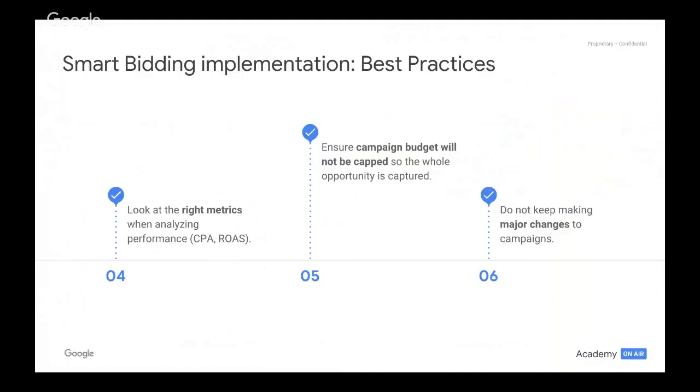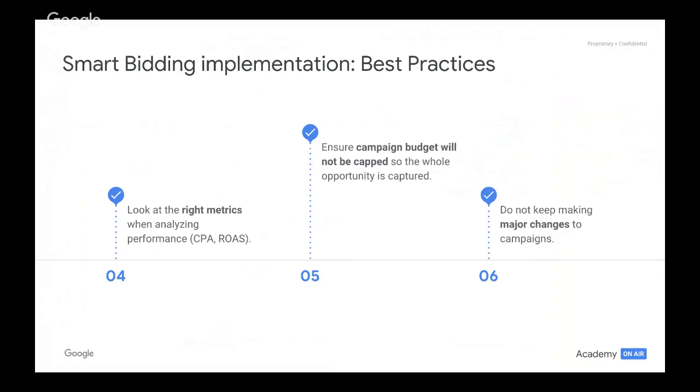Another very important thing to take into account here is looking at the right metrics when we're assessing the bid strategy. So if that's ROAS, look at conversion value and the ROAS column, or if it's Target CPA bidding, look at conversions and the actual cost per acquisition.